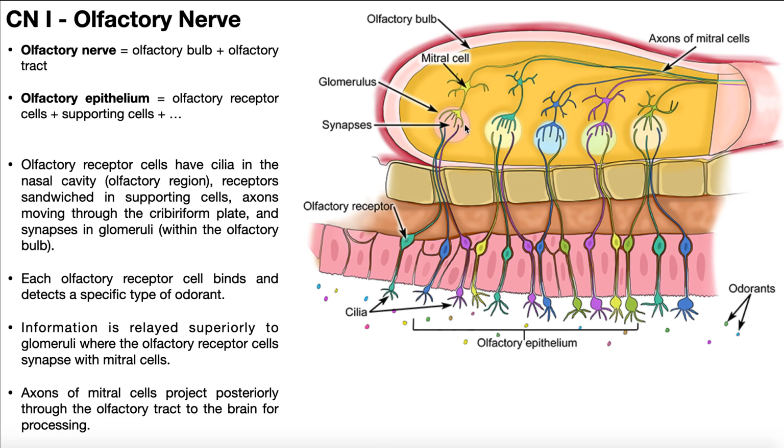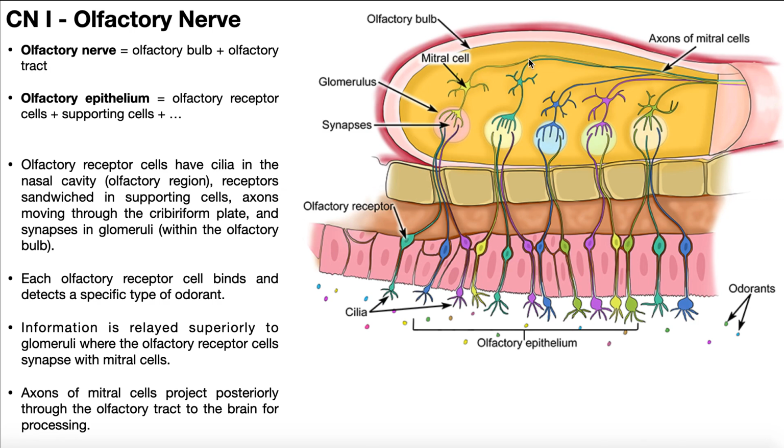If we follow those up, we have these axons that actually move through the cribriform plate, and they move into these circular structures which are called glomeruli. Each individual one, there's 5 here, is called a glomerulus. And you'll notice that within the glomerulus, these axons of the olfactory receptor cells synapse with the mitral cells. So here's a mitral cell. Here in the glomerulus is where it synapses with the olfactory receptor cells.